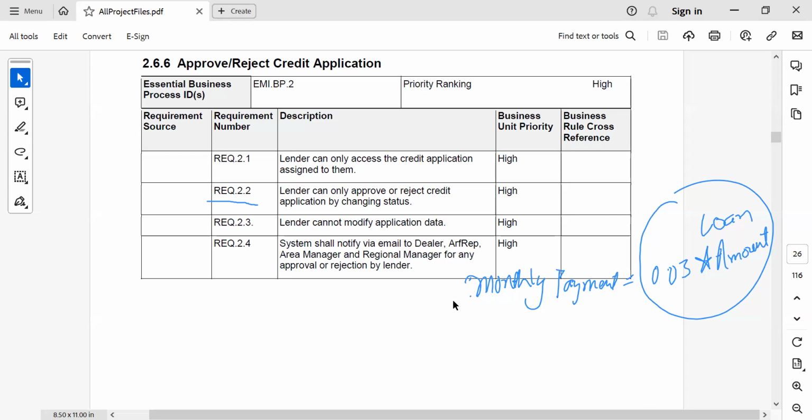Does it make sense, Swati? I just want to make sure you understand. Can you please say that again? I didn't understand it. So for approve reject credit application, the application is submitted by the dealer. Notification goes out as part of the workflow process to the lender. The lender gets notified that an application is waiting for you to take some action. Then the lender logs into the system, reviews the application, and makes a decision. That's where this requirement comes into play. Now let's talk about this specific requirement. Now you understand the flow. Hopefully everybody is clear on the flow here.